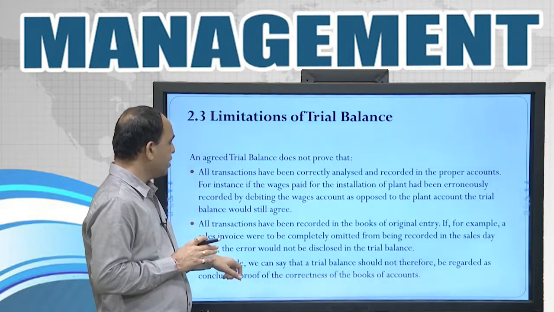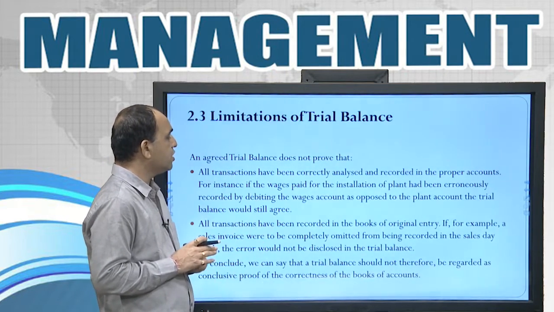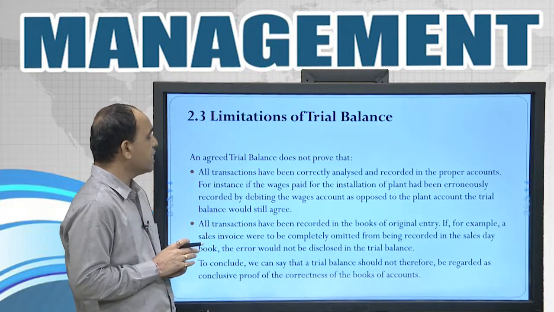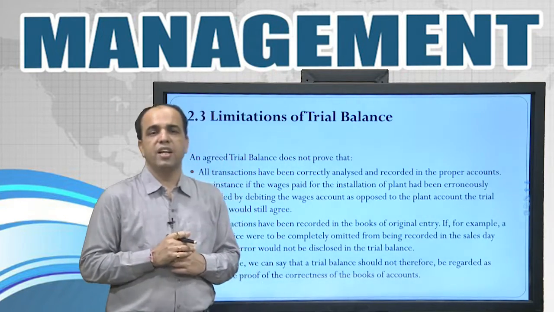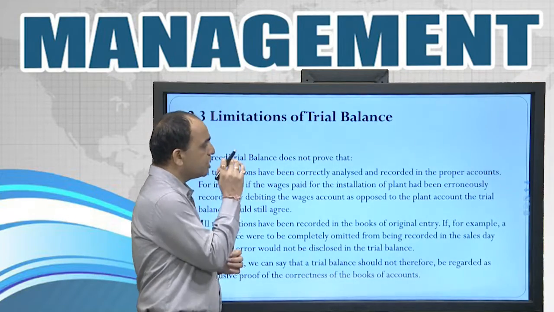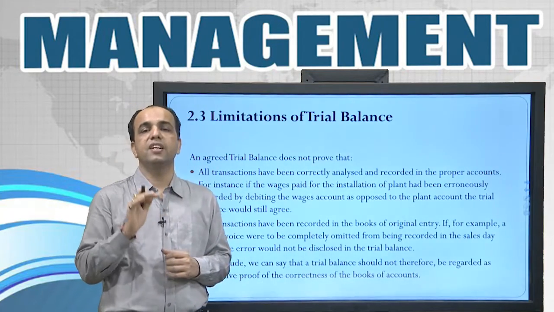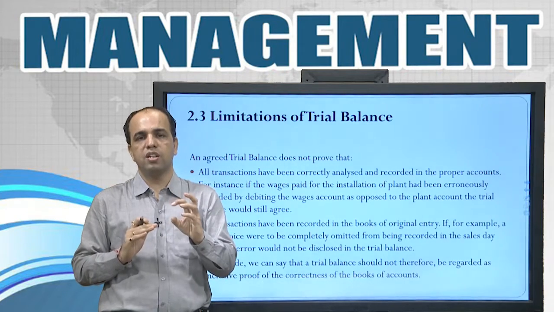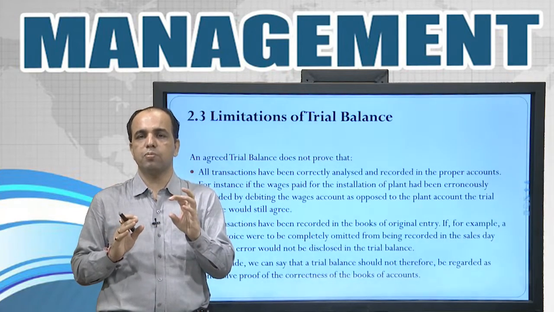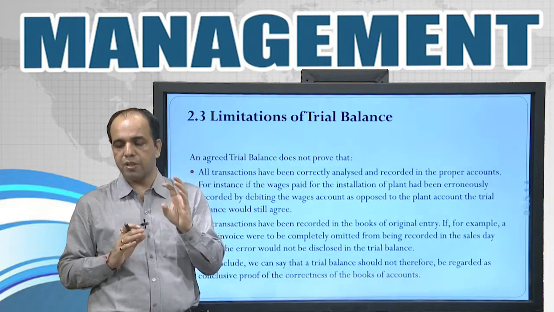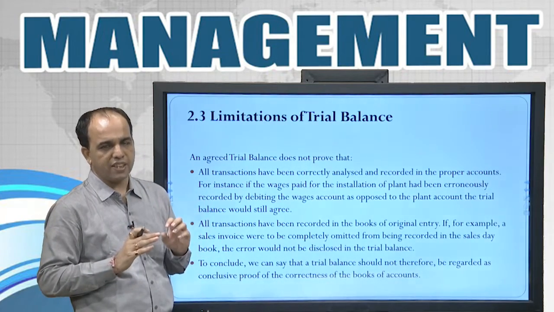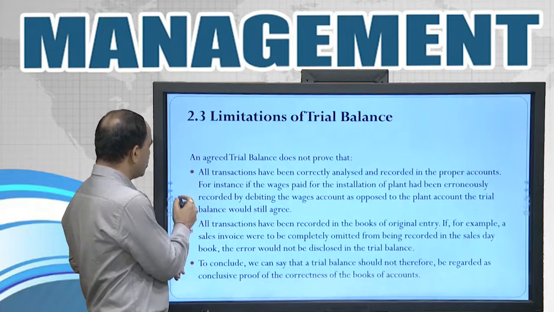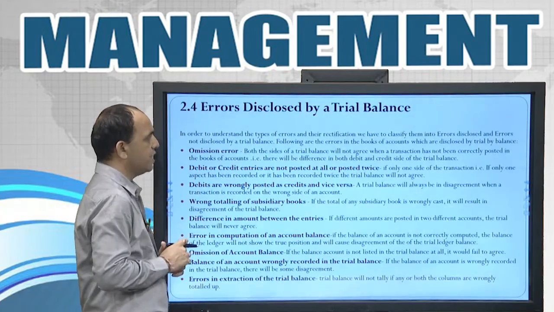To conclude, we can say that a trial balance should not therefore be regarded as conclusive proof of the correctness of the books of account. As we have mentioned here, it is only an arithmetical tally, because even if you have a total tally, there would be a possibility of errors of principle as well as compensating errors. In case of error of omission also, if the entire transaction is omitted, we cannot find it out.